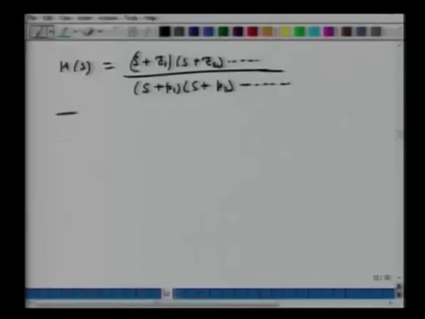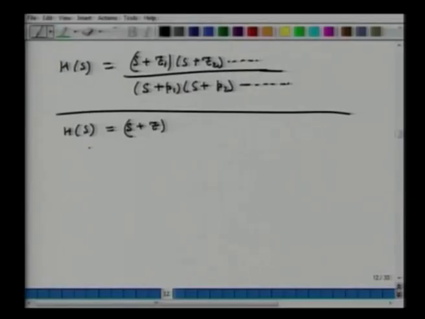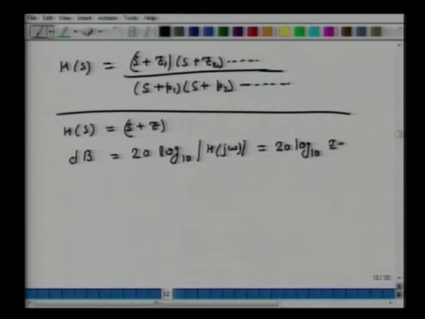So let's consider a transfer function s plus z, z implying it's on the numerator and it relates to a zero, and I will construct a magnitude plot for this. I have to convert this into decibels, which, as we had explained earlier, is 20 log 10 of the magnitude of H, where s equals j omega, which is 20 log 10 of z plus j omega.